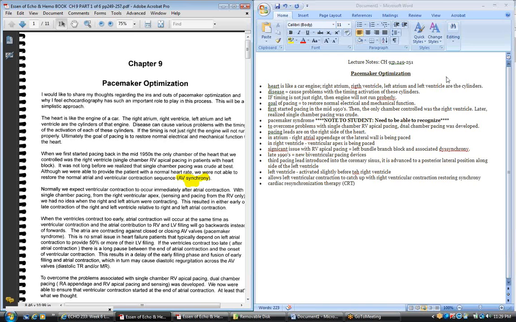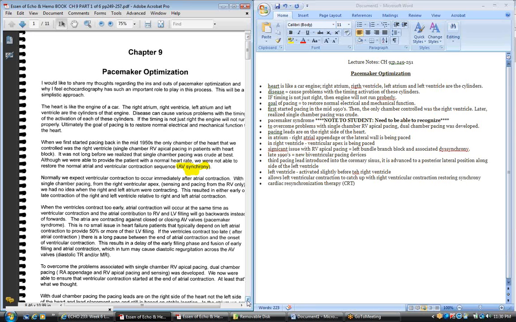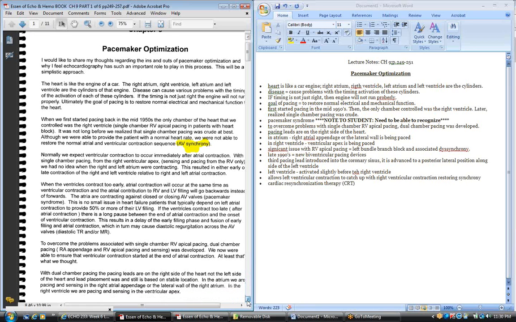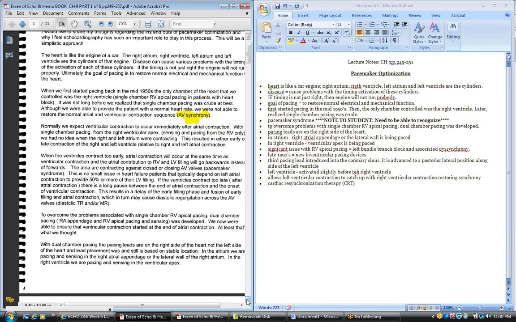So the next step in the evolution was that they developed what was referred to as dual chamber pacing. Dual chamber pacing, by going into the RA, or right atrial appendage, and the RV, you're able to ensure that ventricular contraction starts at the end of atrial contraction.